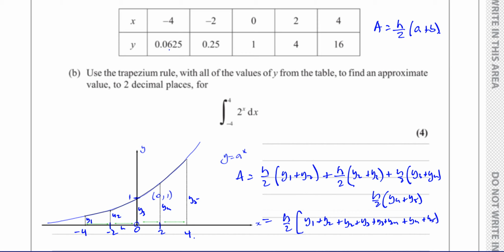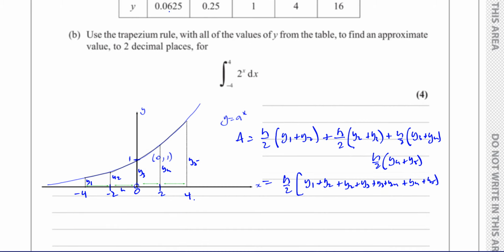Notice that y2 is appearing twice, y3 is appearing twice, y4 is appearing twice, but y1, this line and this line only appear once because they're only in the first and the last trapeziums. Y2 is in both these trapeziums, y3 is in these 2 trapeziums, and y4 is in those 2 trapeziums. So basically our formula becomes h over 2, and you have y1 and y5 appearing just once, and then everything else appears twice, so it's 2 times y2 plus y3 plus y4. That's where the trapezium rule comes from. Just finding the area of each of these trapeziums and simplifying it.